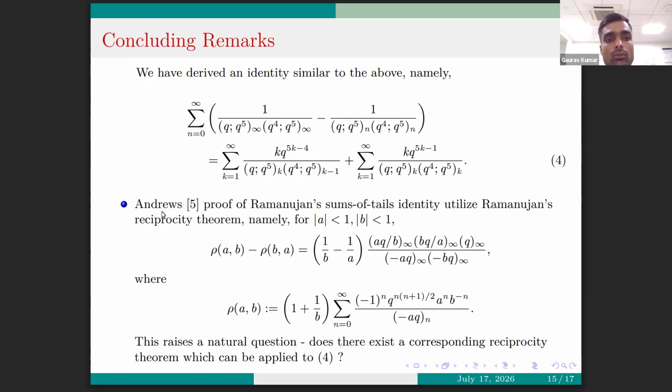And later on, what Andrews uses in his proof is Ramanujan's reciprocity theorem. Throughout the literature, we couldn't find any identity that we can use in order to transform our particular sums into sigma 2q, completing the proof and producing sigma 2q on the right hand side of the sums of tails. So this raises a natural question: whether there exists a corresponding reciprocity theorem, still not discovered, that could be used in order to transform that particular sum into sigma 2q.